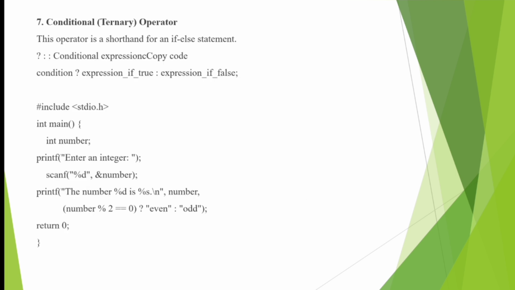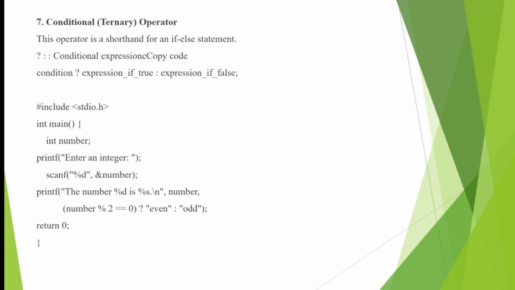Next, here we are using the conditional operator. The conditional operator is also called the ternary operator. This operator is a shorthand for an if-else statement. Syntax for a conditional operator is condition, question mark, true expression, colon, false expression, semicolon. So first it will check the condition. If the condition is true, then it will print the true block, or else it will print the false block.